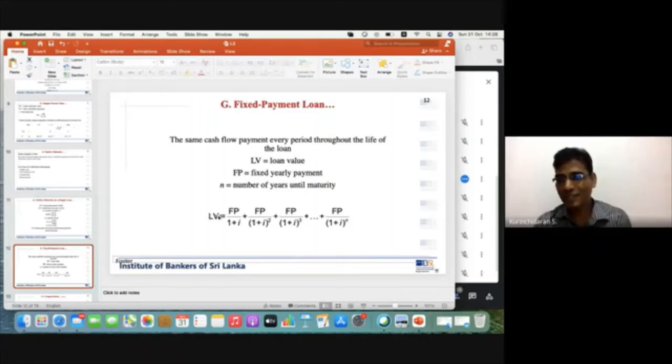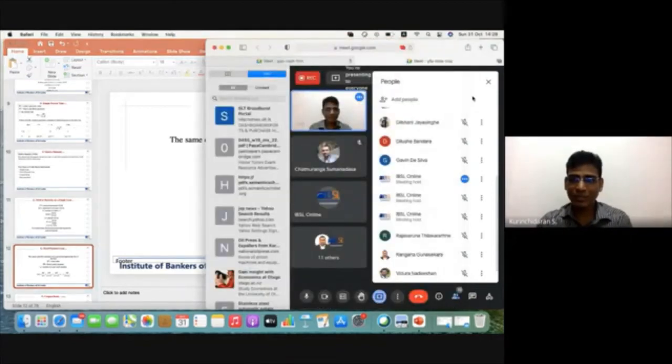Anybody else? Gavin, you are here today? Yes. Go ahead. What do you mean by impairment, Gavin? So if you can give me some example.